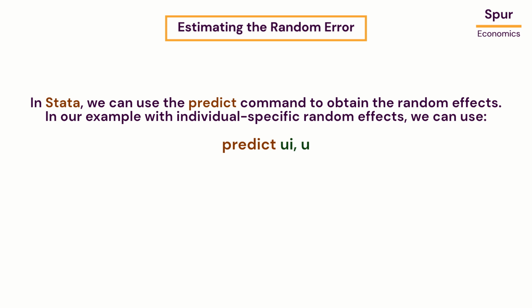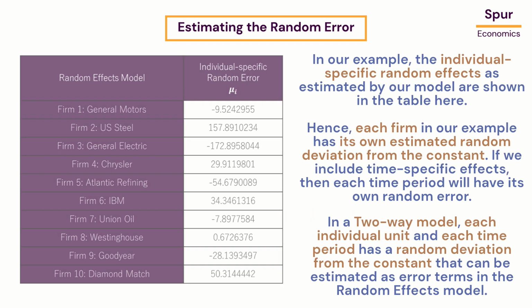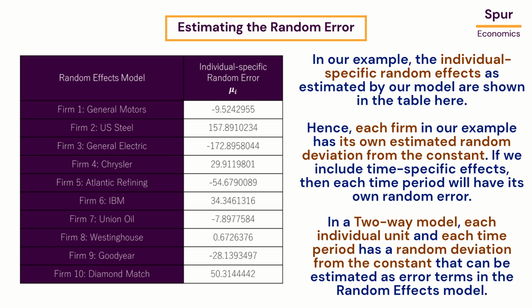In Stata, we can use the predict command to obtain the random effects. In our example with individual-specific random effects, we can use predict UI as shown here. Here, UI is simply the name of the object in which we want to store the individual-specific random effects. In our example, the individual-specific random effects as estimated by our model are shown in the table here. Hence, each firm in our example has its own estimated random deviation from the constant.